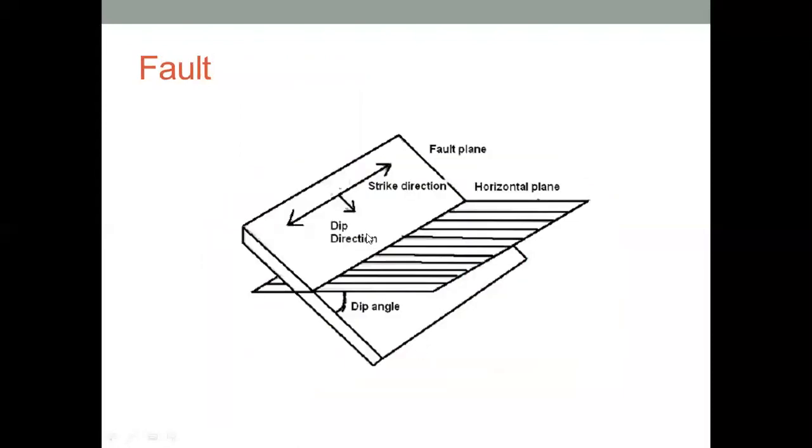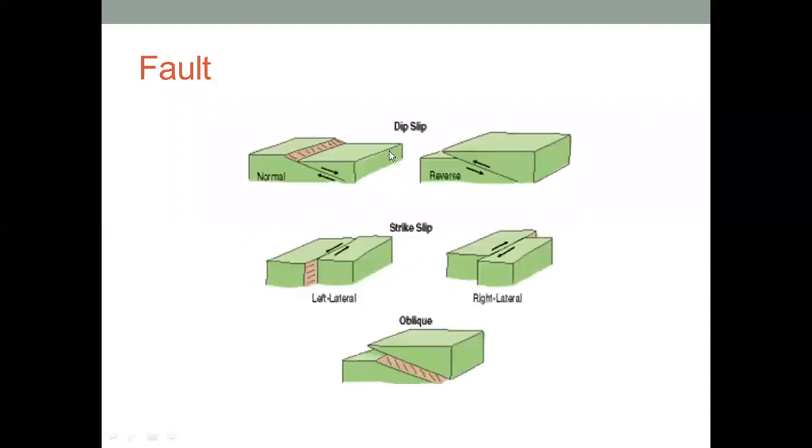Now, how will the fault plates move? If the plates move along the lateral direction, then it is strike slip. If the plates move along the vertical direction, then it is dip slip. Another direction is the combination of these two, the oblique movement. In this figure you can see clearly.